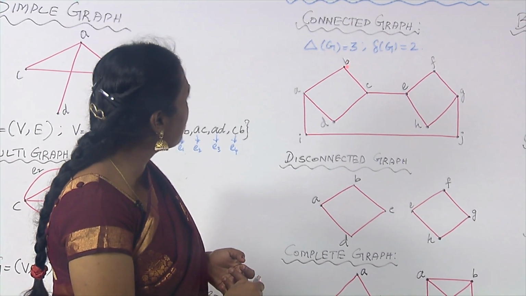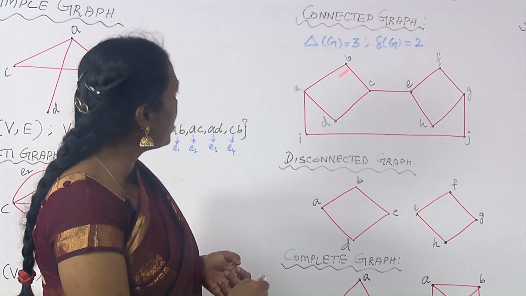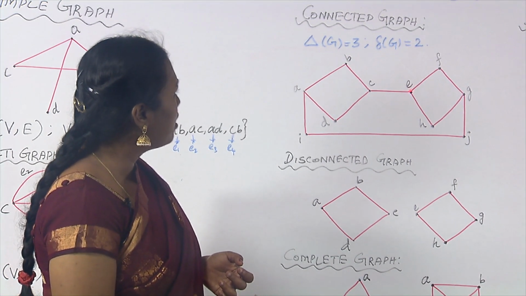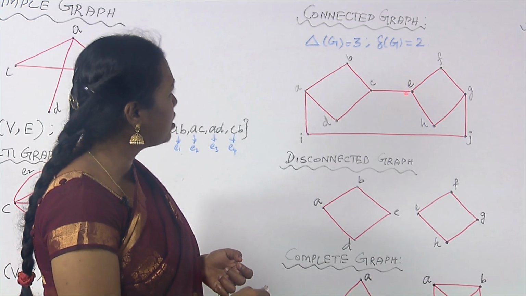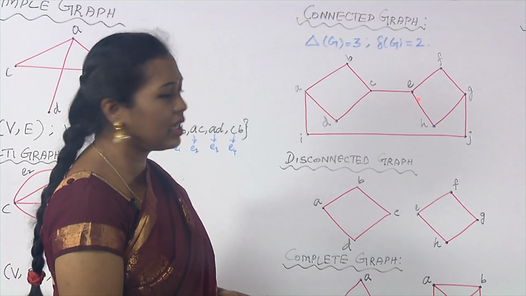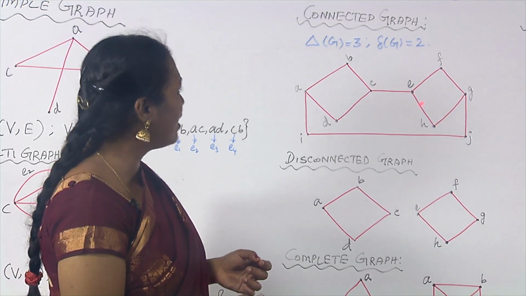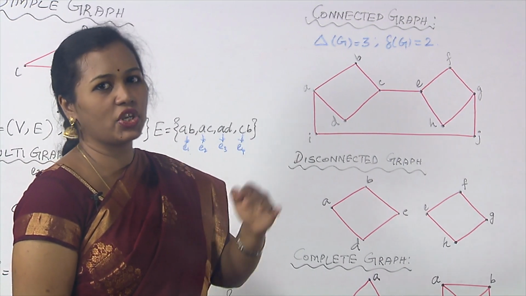So, here you can see B has degree 2 because there are two edges here, AB is one edge and BC is one edge. But when you look at E, you have CE as one edge, EF as one edge and EH as one edge. So, the degree of E is 3. So, this is how you calculate the degree of a vertex. The degree is the number of edges impinging on it.